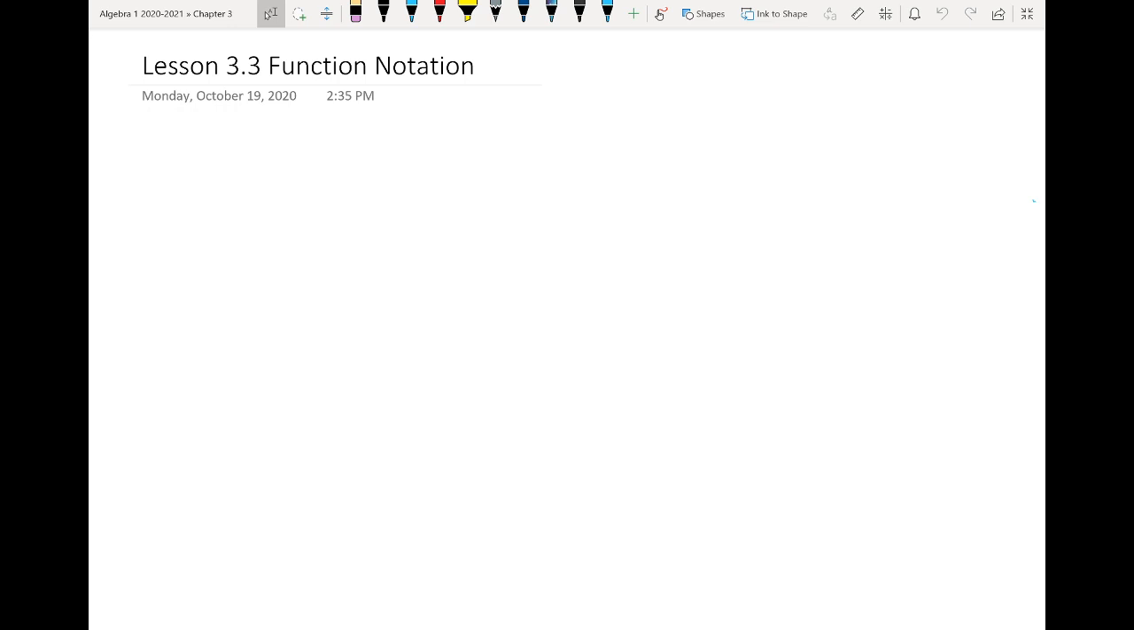So let's go ahead and get started. Function notation, I'm going to do this with a linear function. So we start with slope-intercept form, and this is also going to be our function form. The difference here is that we have a linear equation in what's called slope-intercept form. And if you don't know what that means yet, that's okay. We're going to go over that later in this chapter, but you may be familiar with that form already.